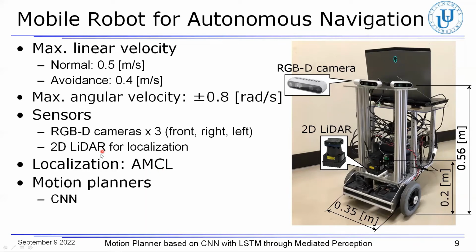For comparison, 2 motion planners are applied to the robot. One is based only on the CNN without LSTM, and the other one is based on CNN with LSTM. Please refer to our paper to see more detailed structures of these motion planners.